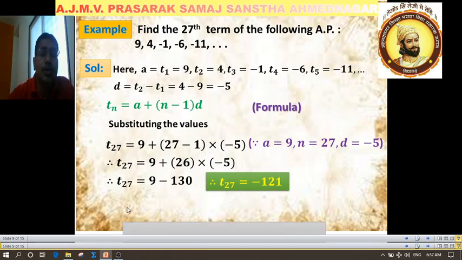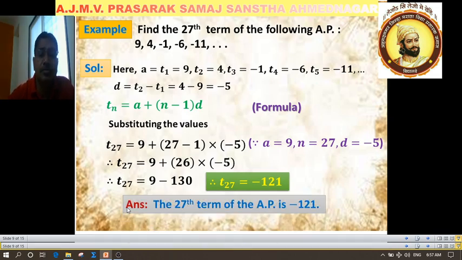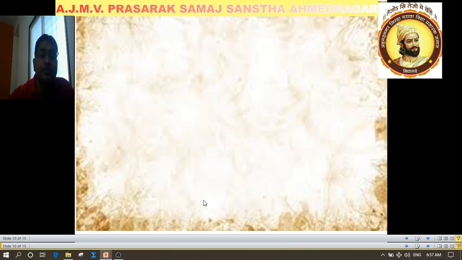So the 27th term of the arithmetic progression is minus 121. So see here, if we know the first term a, common difference d, and formula tn, we can obtain any term of the given arithmetic progression.